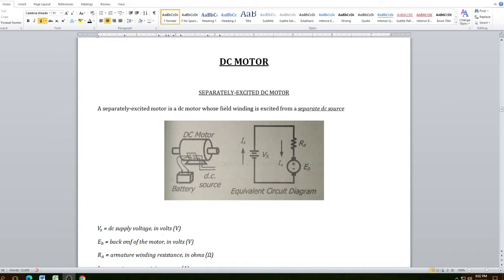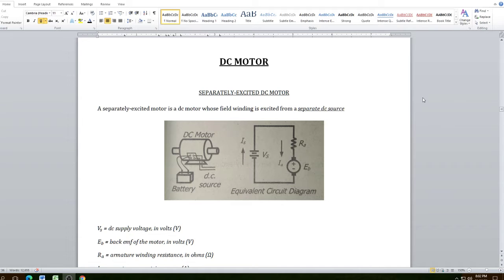So let's continue to discuss DC motors. This time we'll be discussing the types of motors. Actually, there are many types of motors.